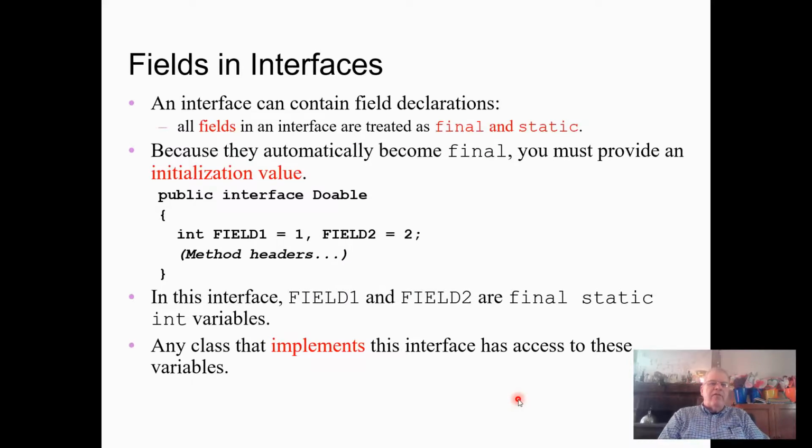It is possible to have a field in an interface, although that's not normally what we do. But a field in an interface has to be final and static. And if it's final, you basically have to provide an initialization. So final variables, by naming convention, are capitalized. And so that's an example of two fields in an interface.